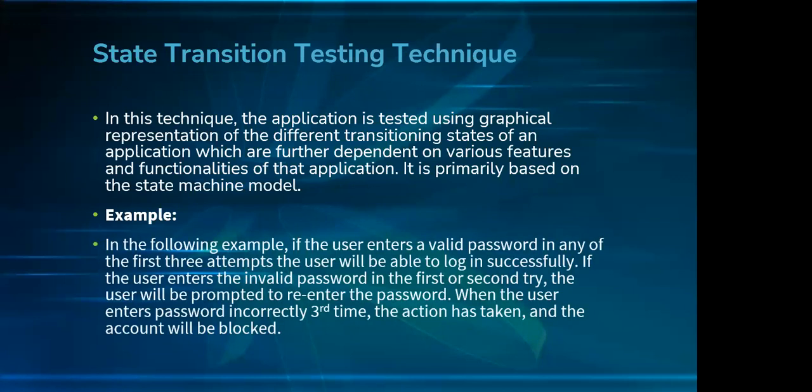So let's take an example. In this example, if the user enters a valid password in any of the first 3 attempts, the user will be able to log in successfully. That is the happy part. If the user enters an invalid password in the first and second trial, the user will be prompted to re-enter the password. When the user enters incorrectly the third time, the action is taken and the account will be blocked.